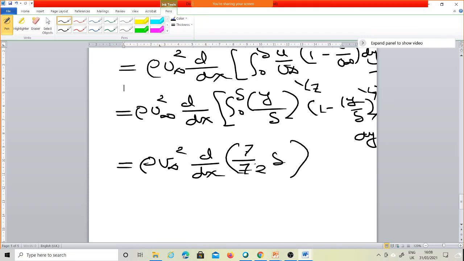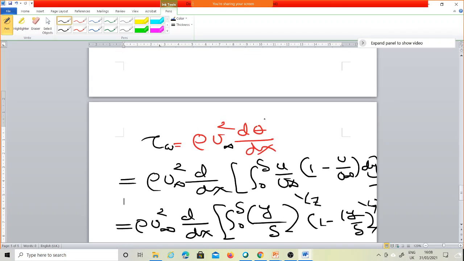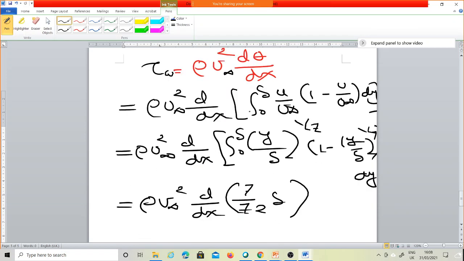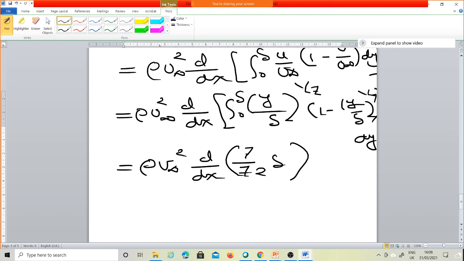Some constant, you will always get some constant, sometimes 1/15, whatever it is. It depends on the expression that you use. In this case, we are using u by u infinity is equal to y by delta to the power 1/7. So you have different types of expression. I might give different types of expression, different parabolic, or I can give also for the turbulent flow. So you have to use this one.